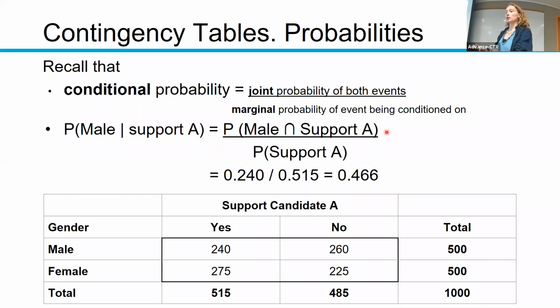If you recall, we got these two probabilities in the first two examples. That was 24% or 0.24, and this was 51.5% or 0.515. That gives us 0.466. So the probability that you're male, given that we already know that you support candidate A, is 46.6%. So these are just some of the basic summary statistics, summary probabilities that we can get from contingency tables.